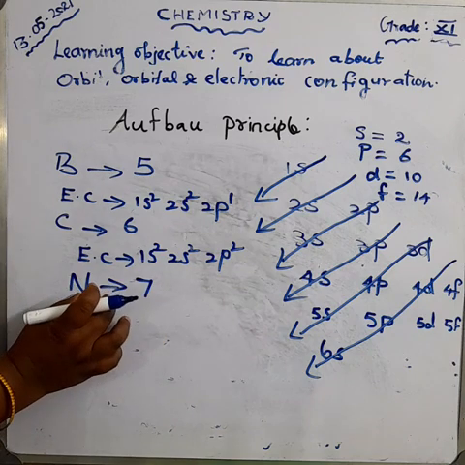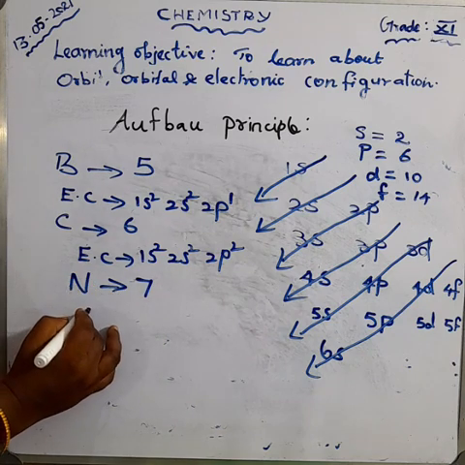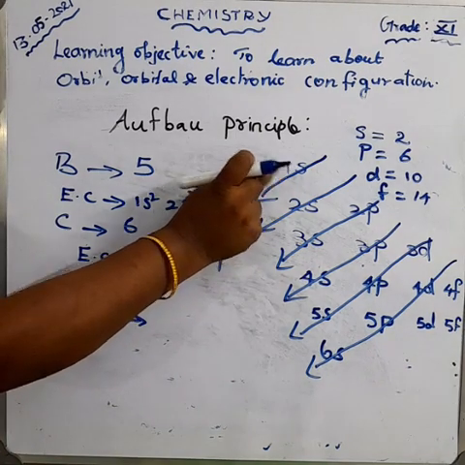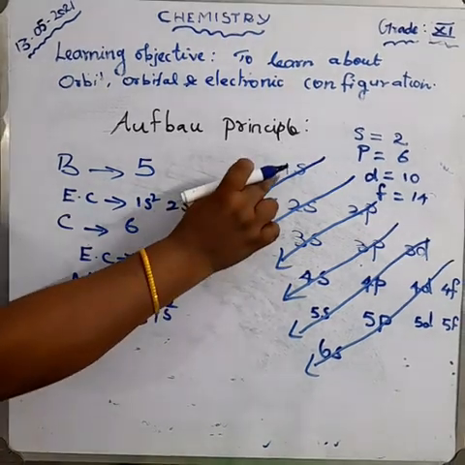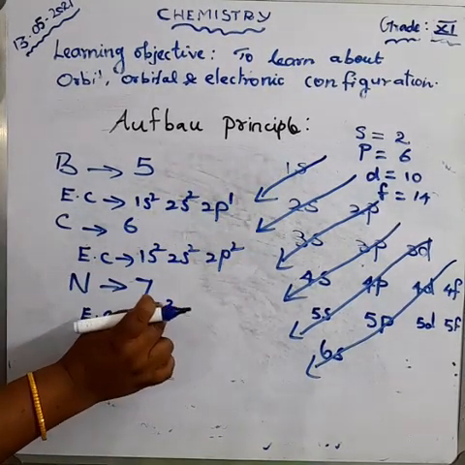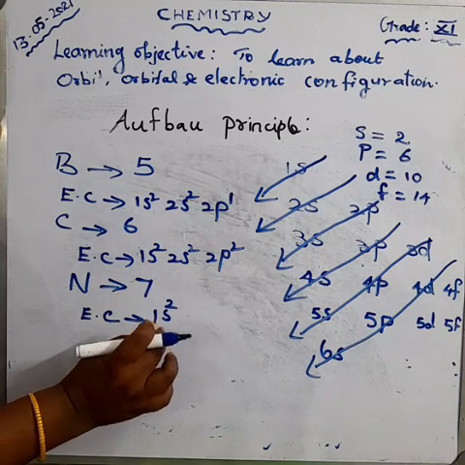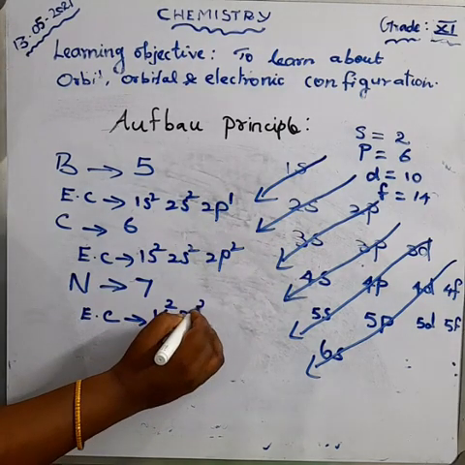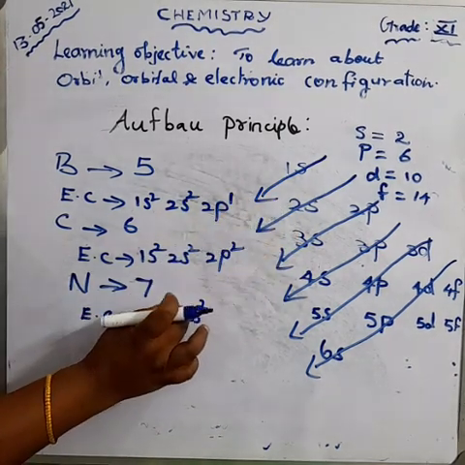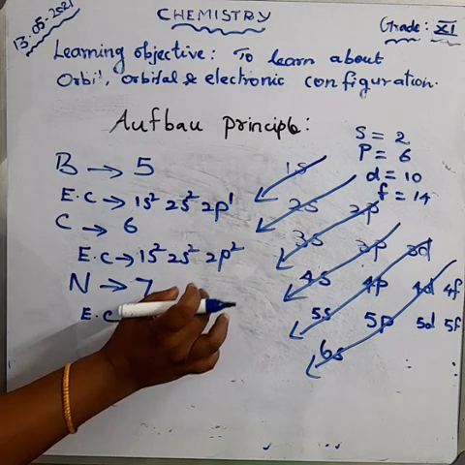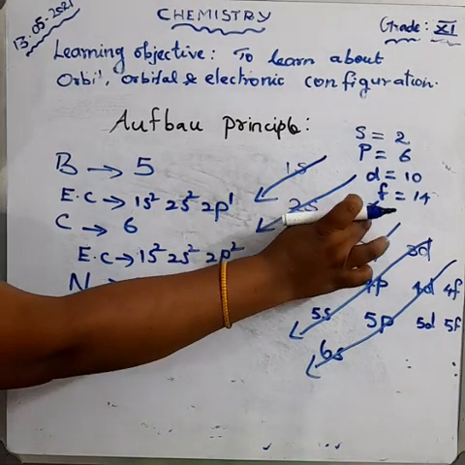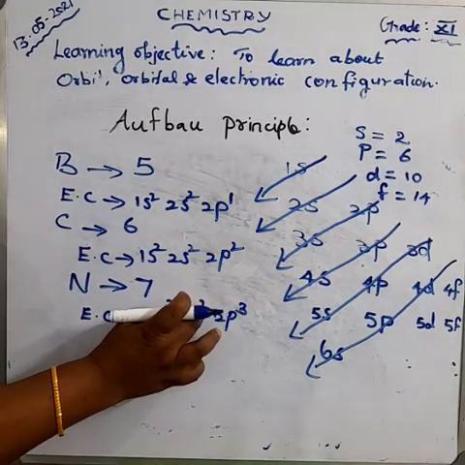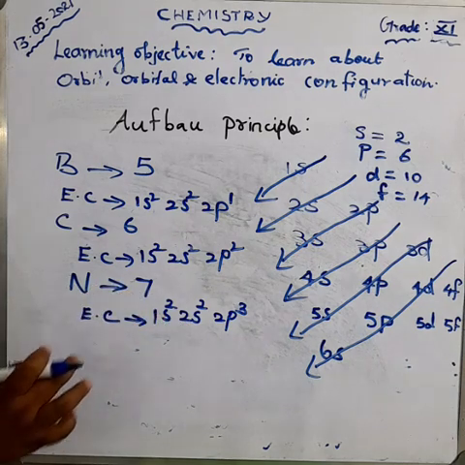So 7 electrons are there. How will you write the electronic configuration for nitrogen? First 2 electrons, it's 1s2, the s orbital can occupy 2 electrons, and the remaining 5 electrons are here. So start here with 2s2, and then 2 and 2 are 4 and 3 electrons are balanced. The 3 electrons we can write as 2p3. Okay, 2 plus 2 plus 3 is 7. Totally 7 electrons.